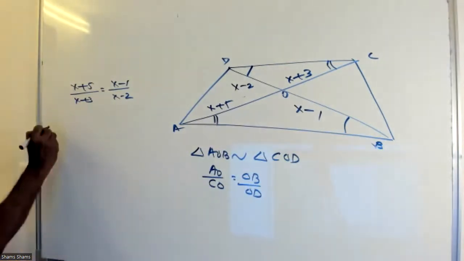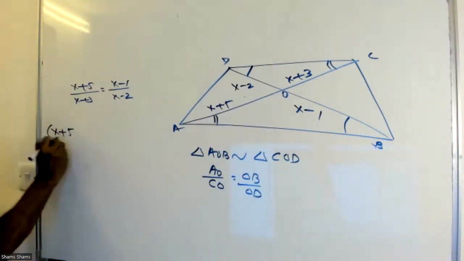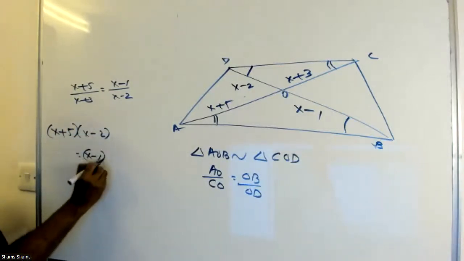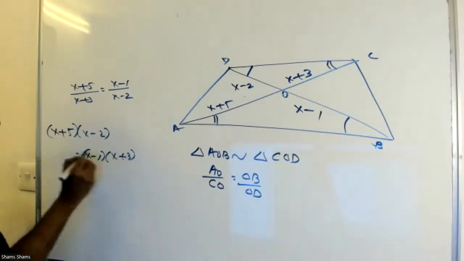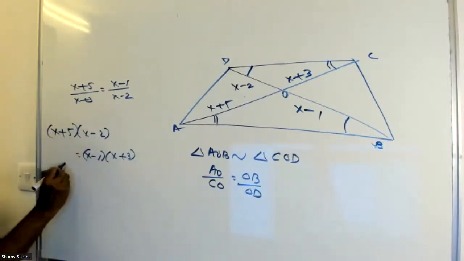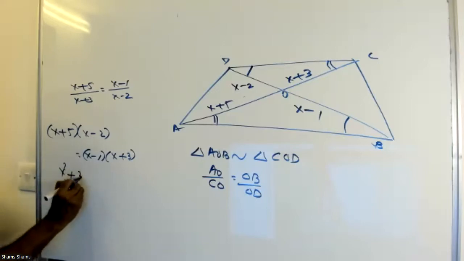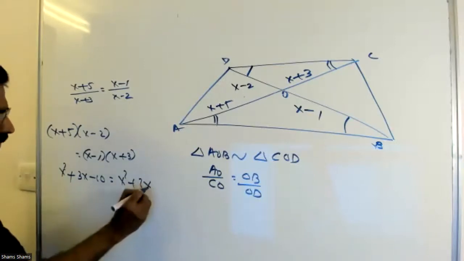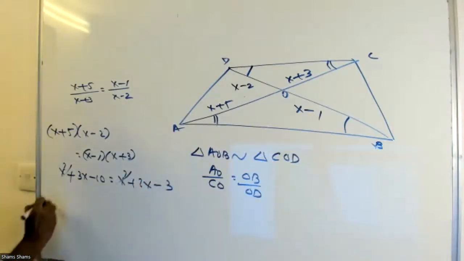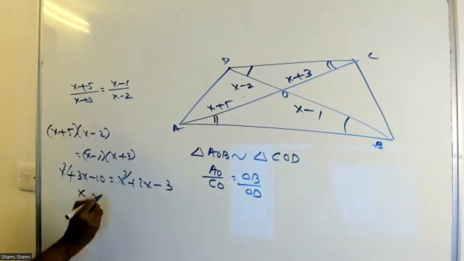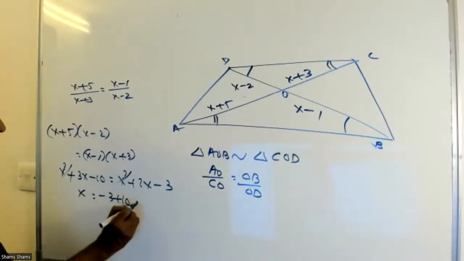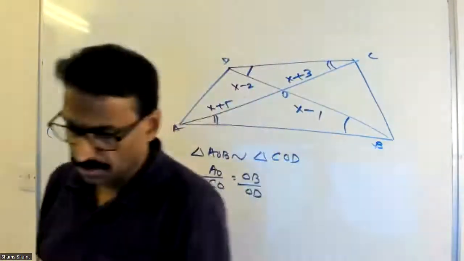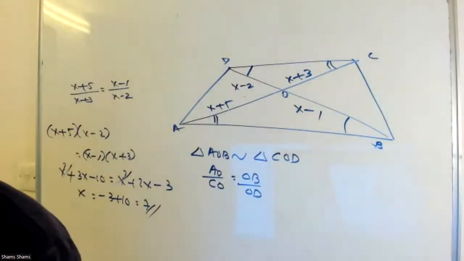Okay, so cross multiply: x plus 5 into x minus 2 equal to x minus 1 into x plus 3. X into x, x square plus 3x minus 10 equal to x square plus 2x minus 3. X square cancel. X equal to minus 3 plus 10 equal to 7. X equal to 7. Okay. Could all not getting? Copy this one.